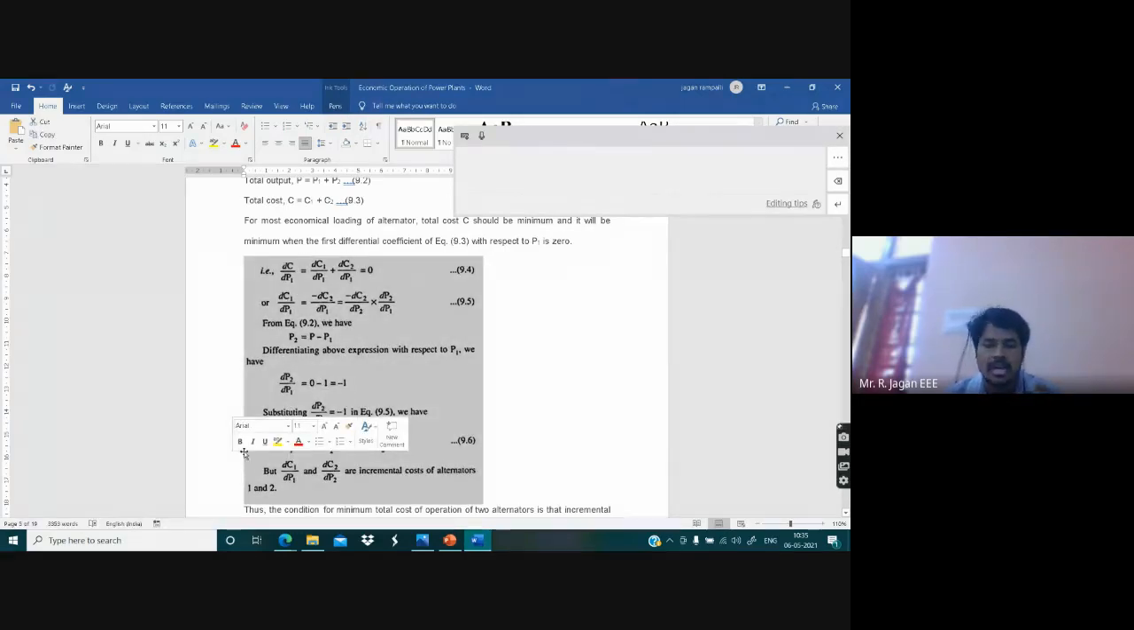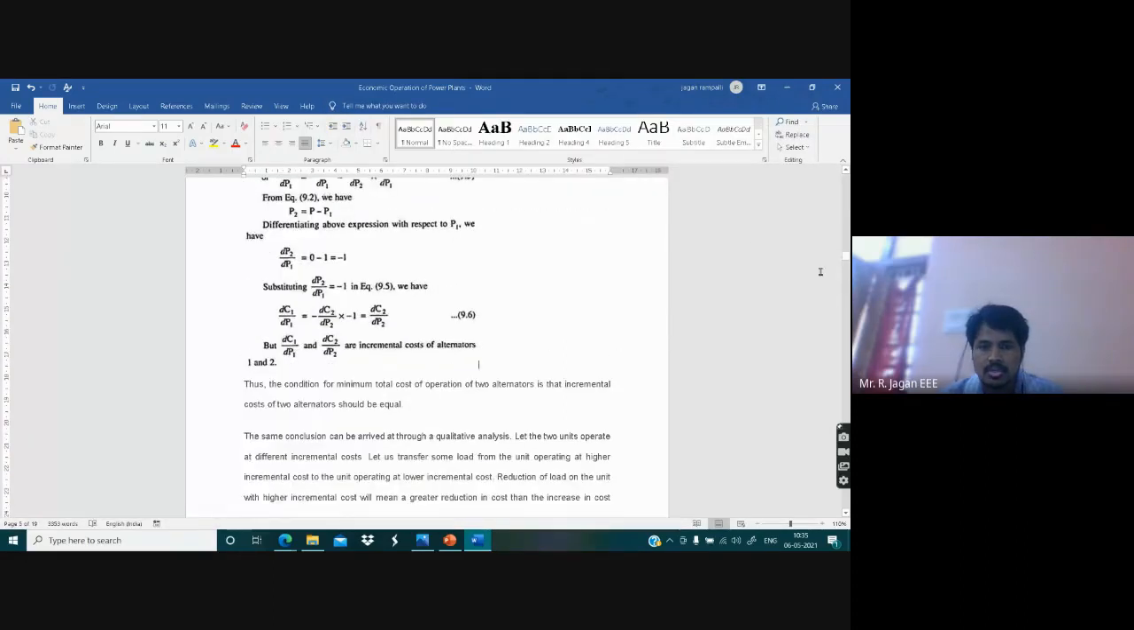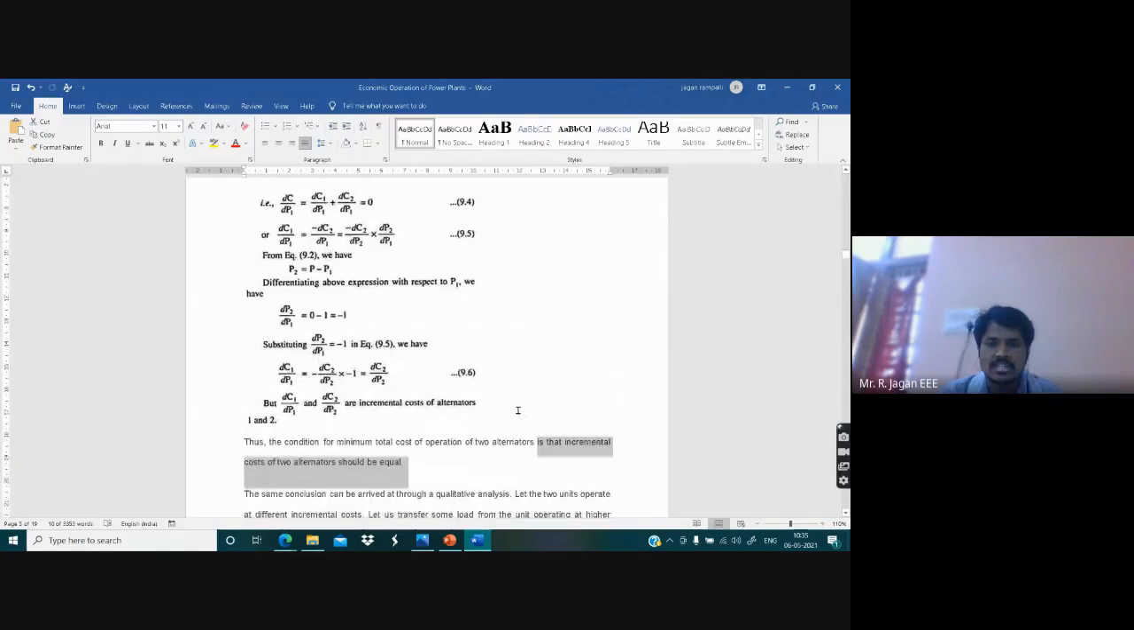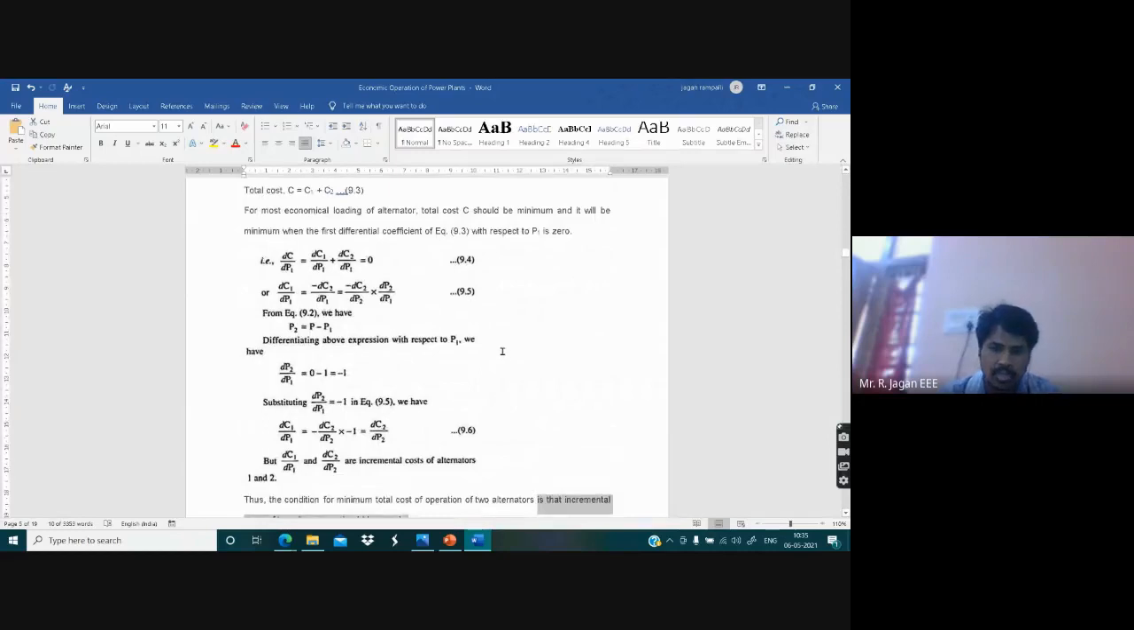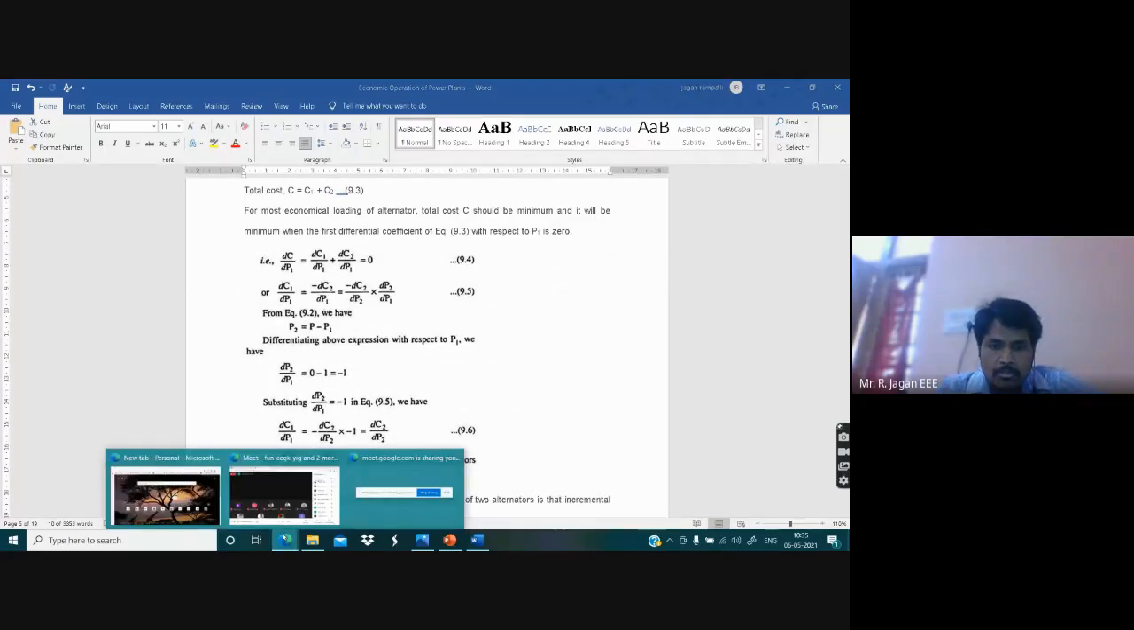Right? So if I have a problem to allocate the load sharing between two units while maintaining economical load scheduling, then I do this kind of derivation to find the load allocation. So here, the condition for minimum total cost of operation of two alternators is that the incremental costs of the two alternators should be equal. So this is about economical load sharing between two units. Based on this, we are going to do a problem now. Let us do that.